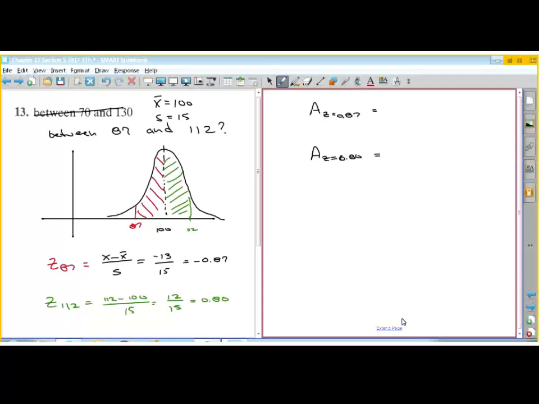So yeah, let me give you one because I was going to ask you, but you don't have one of those. So Tucker, what'd you get? What's the area associated with 0.87? 0.308. Let's see if that's right. Yep. So it's 0.308. And Tanner, what's the area associated with a z of 0.8?